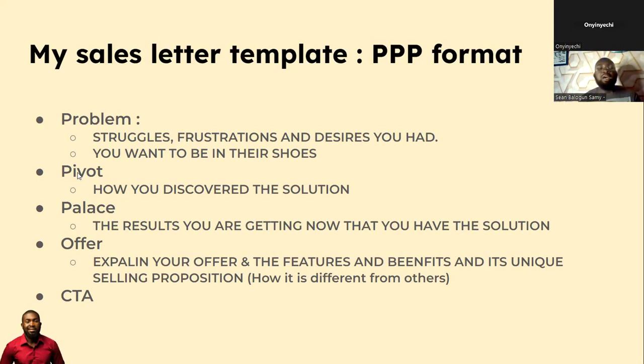Problem, pivot, palace. So in the problem section, you want to empathize with them to show them that you understand what they are going through presently, right? You want to show them that you've been in their shoes before, that you understand the frustrations they had and the desires they had. You understand their frustrations, their desires, their dreams, you've been there before. Then the next thing is to pivot.